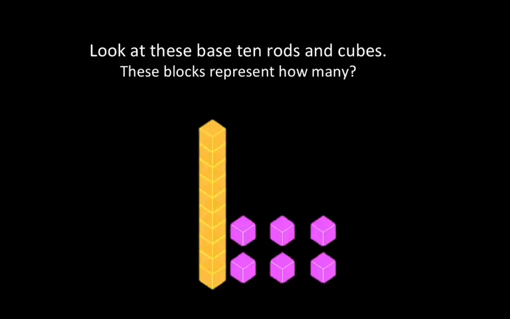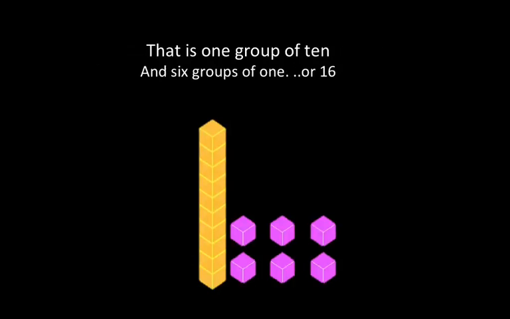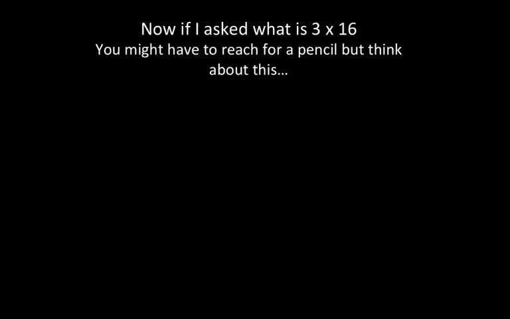Do you remember these blocks and rods? So the yellow rod is a group of 10. These cubes are ones, so that's 6 ones and a 10. That would represent the number, you guessed it, 16. Okay, so the reason I'm showing you this is because I'm going to ask you the multiplication problem 3 times 16.